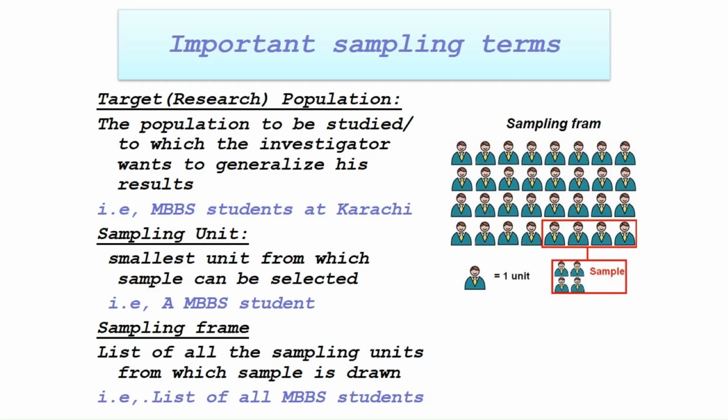Sampling unit: the smallest unit from which a sample can be selected. For example, an MBBS student. Sampling frame: a list of all the sampling units from which the sample is drawn. For example, a list of all MBBS students.